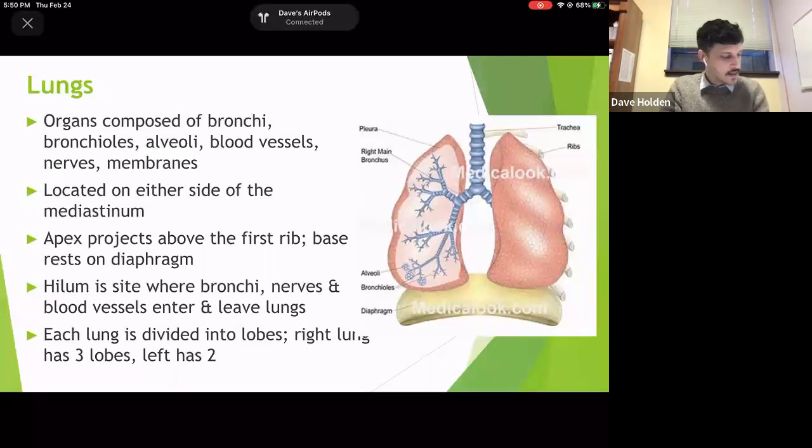Okay, and last tidbit, each lung is divided into lobes. The right lung has 3 lobes. The left lung has 2 lobes because the left lung has a lot of space taken up by the heart.